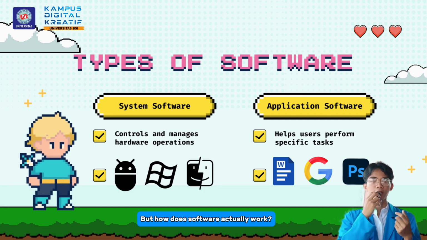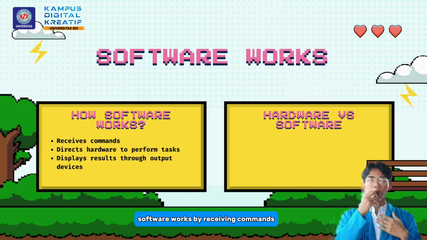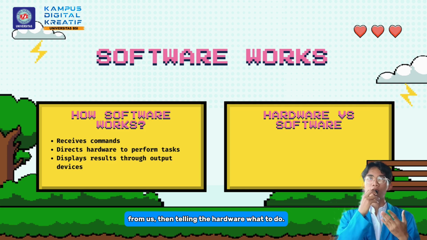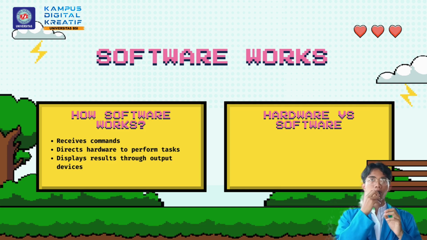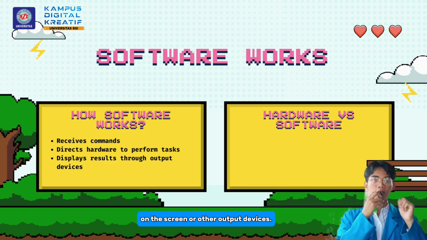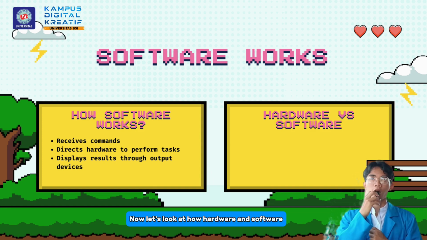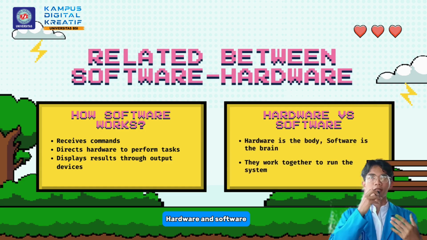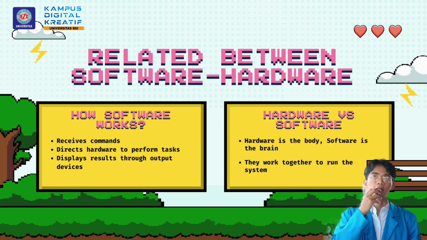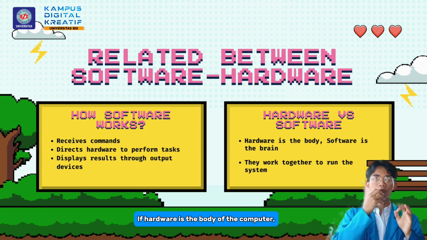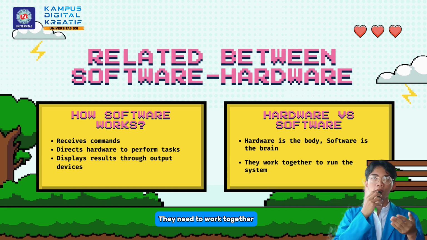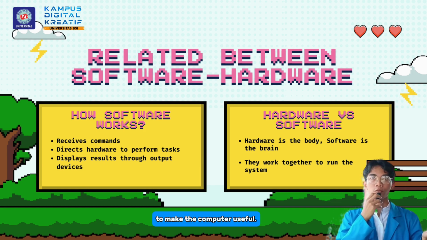But how does software actually work? Software works by receiving commands from us, then telling the hardware what to do. We then see the result on the screen or other output device. Now, let's look at how hardware and software relate to each other. Hardware and software depend on each other. If hardware is the body of the computer, then software is the mind. They need to work together to make the computer useful.